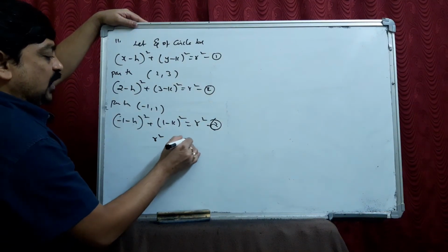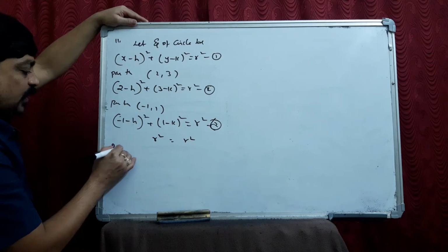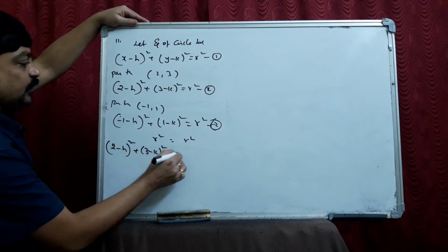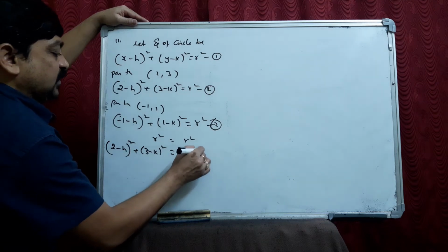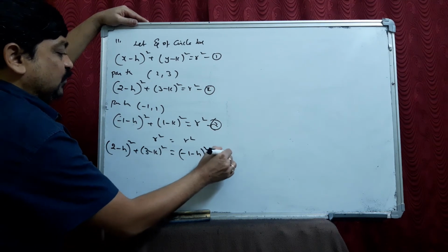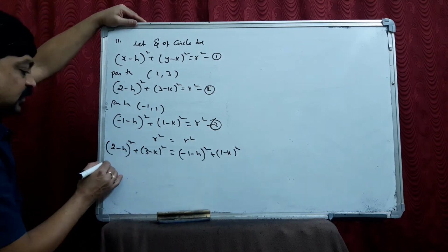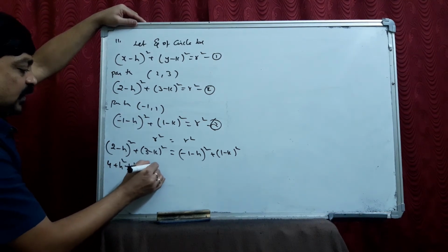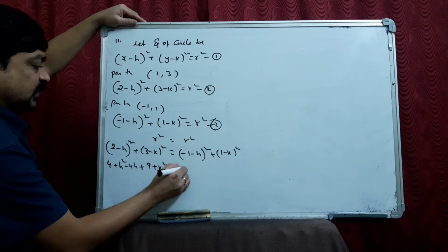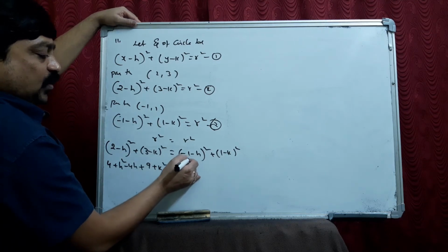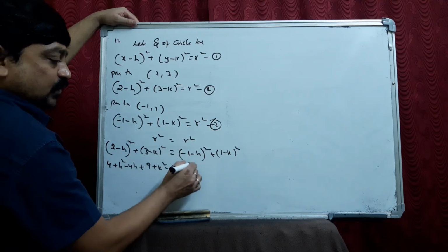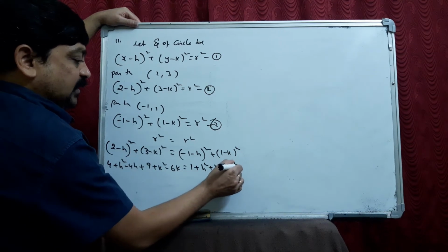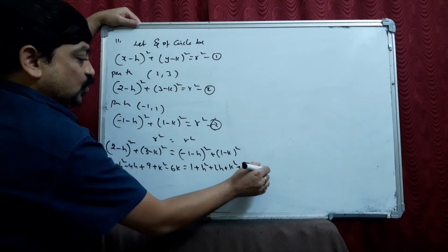R square is equal to r square. First, (2 minus h) whole square plus (3 minus k) whole square is equal to (minus 1 minus h) whole square plus (1 minus k) whole square. Expand this: 4 plus h square minus 4h, 9 plus k square minus 6k. Minus, if you take common, it becomes (1 plus h) whole square: 1 plus h square plus 2h, 1 plus k square minus 2k.